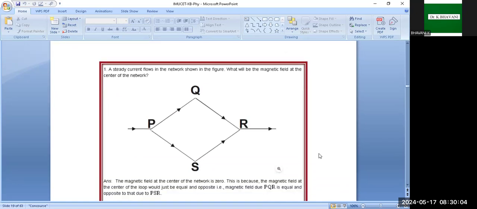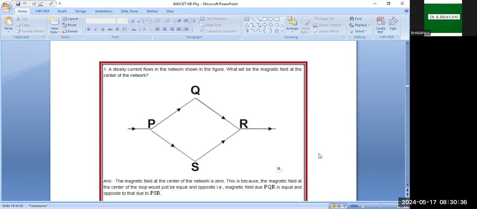This is the diagrammatic representation of the question: a steady current flows in a network as shown in the figure. It is like a diamond shaped circuit network connection. What will be the magnetic field at the center of the network? So guys, you need to concentrate that they are asking the magnetic field only at the center of the circuit, means within the closed surface, that is P, Q, R, S. They are not asking about the outside.